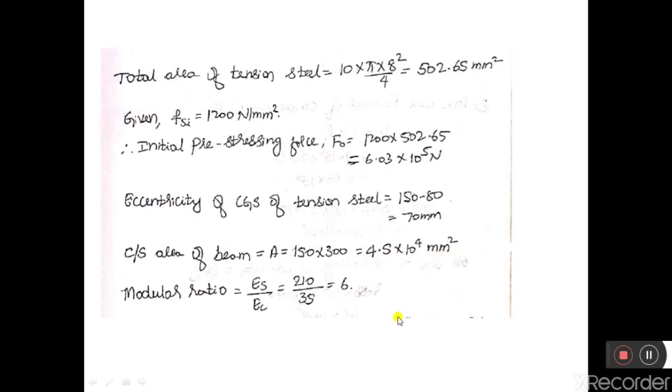So modular ratio is defined as the ratio of Young's modulus of steel to Young's modulus of concrete. Young's modulus of steel is given and Young's modulus of concrete is given. So the modular ratio will be 6.